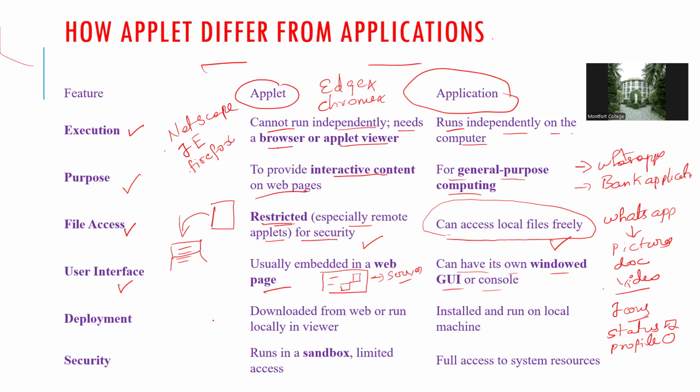Next, deployment. How are we going to implement it? Deployment: downloaded from the web or run locally in your viewer. So in lab we are doing it, as well as on the web we are unable to do it now, but in the 1980s, 90s they did that. So next, installed and run on local machine. Yes, absolutely. WhatsApp, Instagram, Facebook Lite, some bank applications can be installed and can be run on the local machine.